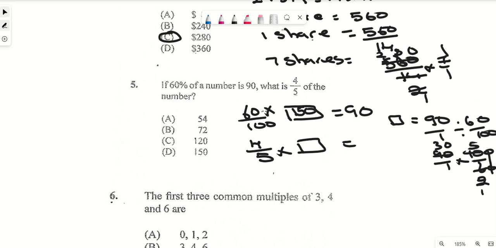But we want 4/5 of 150, right? 5 into 5, 1. 5 into 150 is 30. 4 by 30 is 120. So the answer is C.